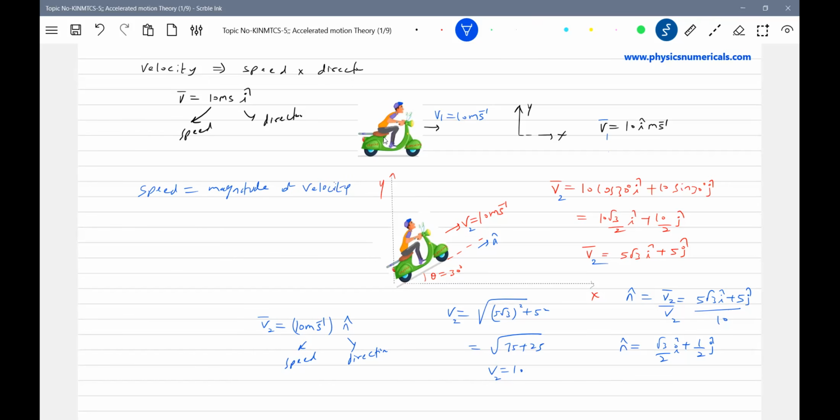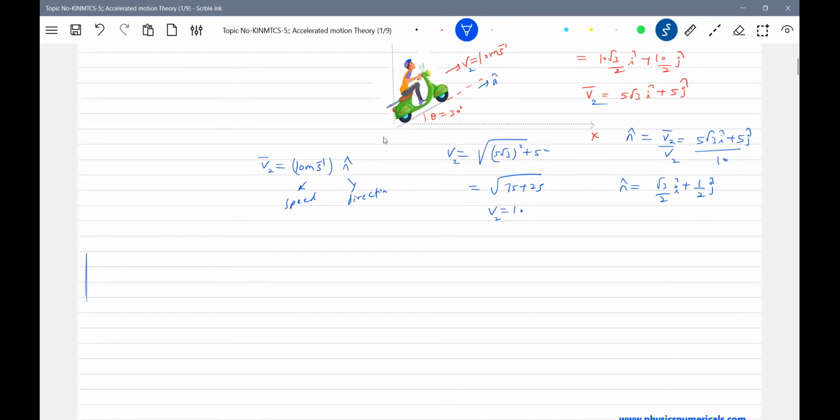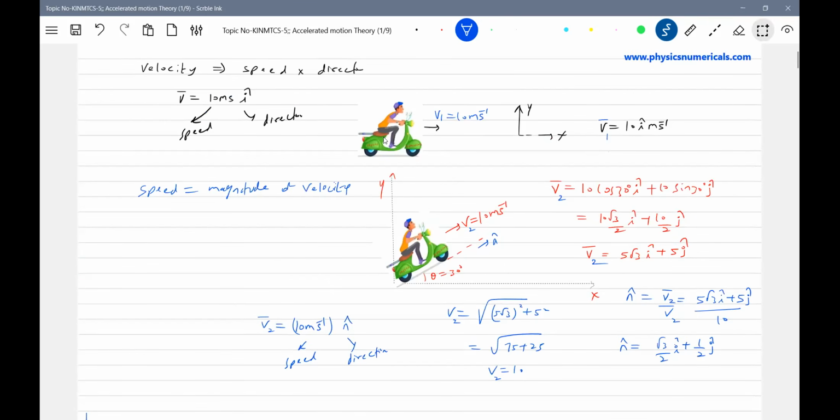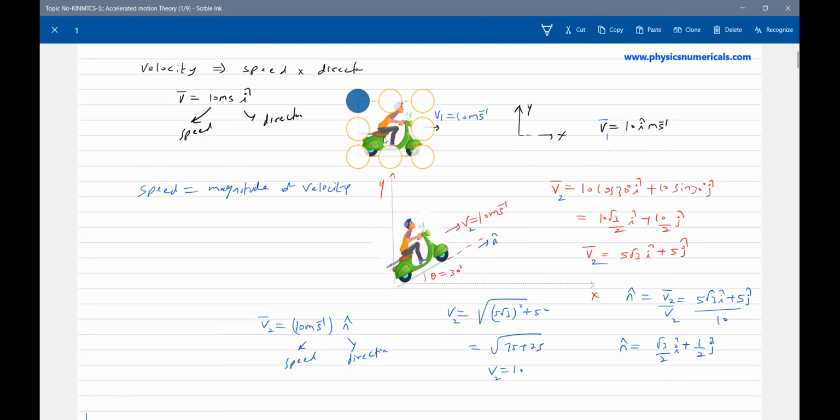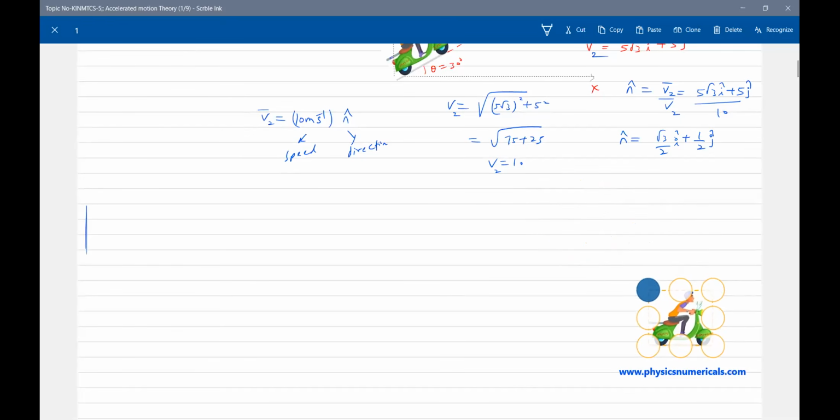Now, what we discussed in the previous class, uniform velocity motion, is that both the magnitude as well as the direction remain the same. That is the meaning of uniform velocity. Okay, now I think when you are moving on a bike, it does happen, no?